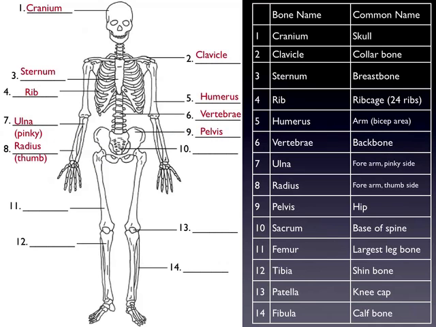It supports the body, allowing you to stand upright. 10, the tailbone, you probably would call it. It extends below the pelvis. It's called the sacrum. It curves in there. It comes out a little bit and then curves. If you bruise or fracture your tailbone, it's really painful.